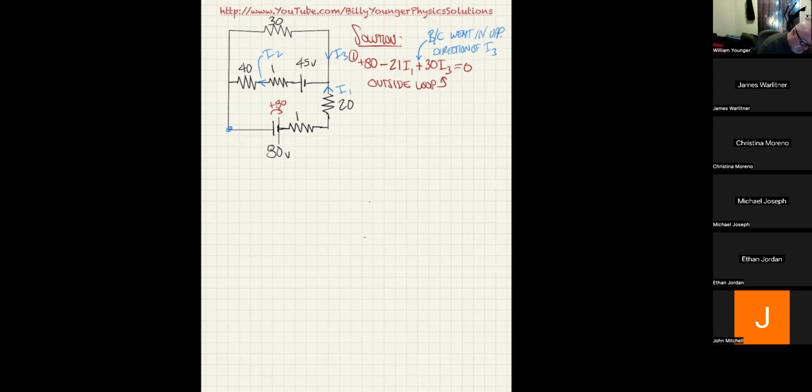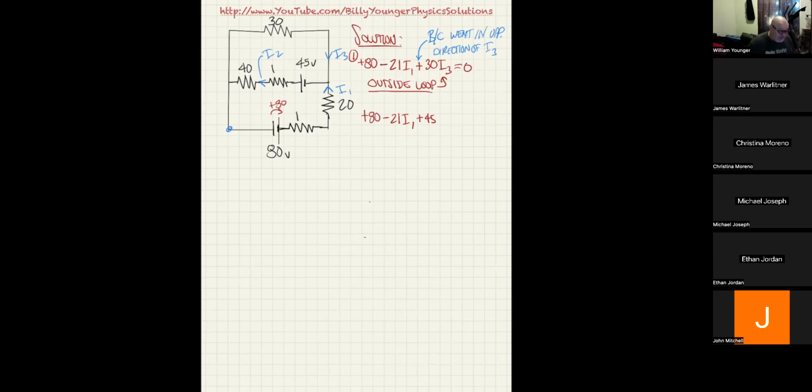Okay. Now I'm going to do the bottom loop. The bottom loop starts with plus 80 again. So I'm going to say plus 80. And then it also starts with minus 21 I1 again. And then it goes plus 45, because obviously I've got to stay in the bottom loop. That means I have to hang a left at that junction.